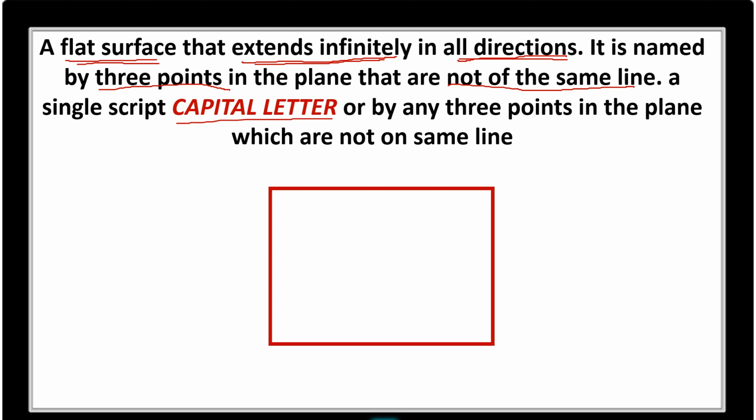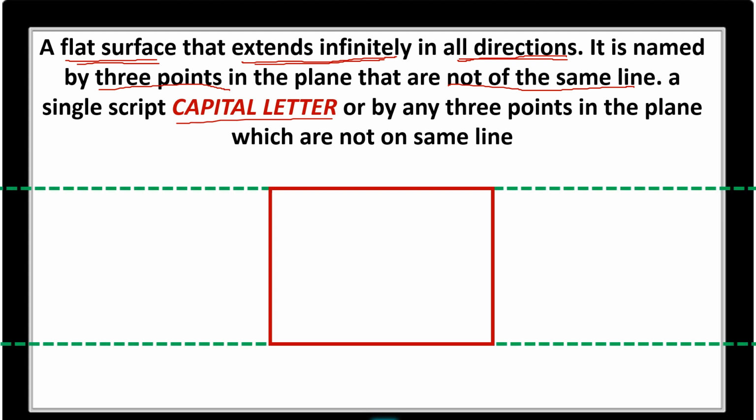If we go back to the definitions that we have, we know that a plane is a flat surface. So ito po siya, smooth. It can be extended infinitely in all directions. Ibig sabihin nun, pwede po siyang ma-extend going to the right, pwede pong ma-extend going to the left, pwede rin pong ma-extend going upward, at pwede rin pong ma-extend going downward. Ibig sabihin, kahit saan pwede pong ma-extend.